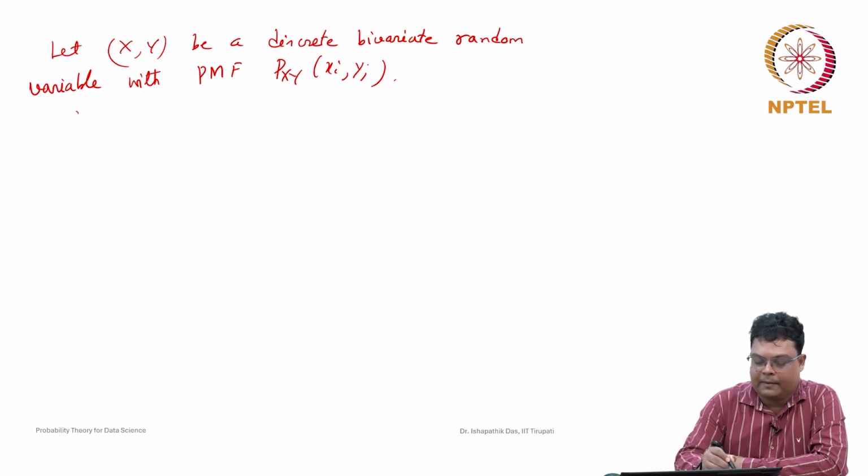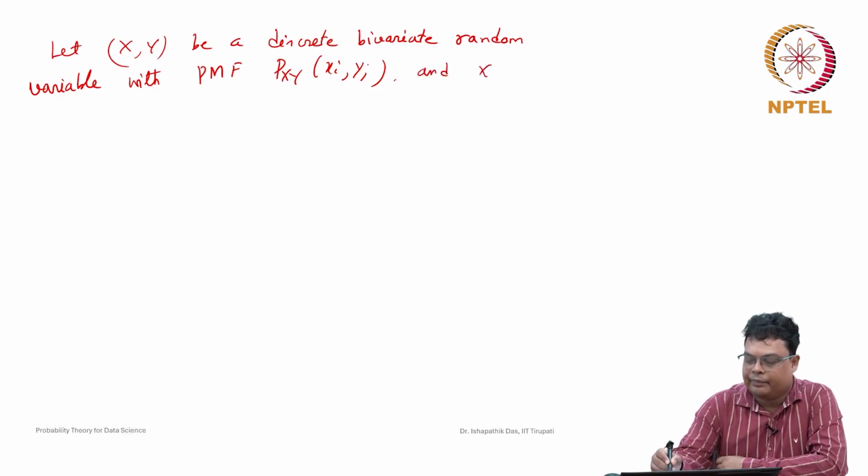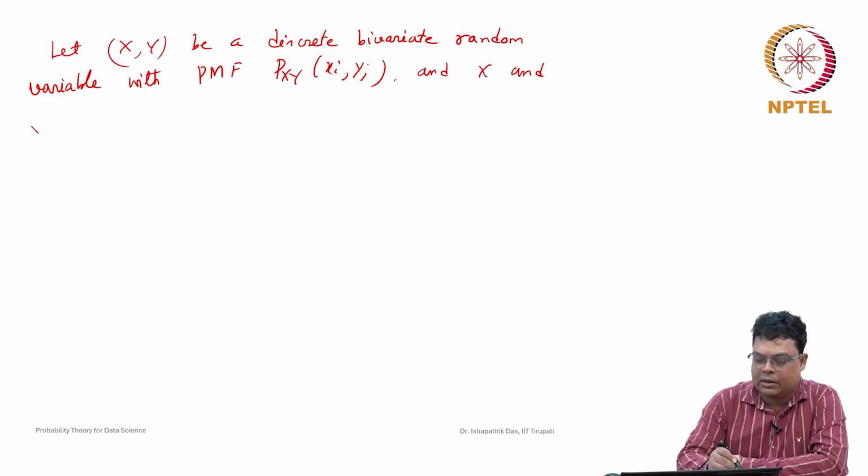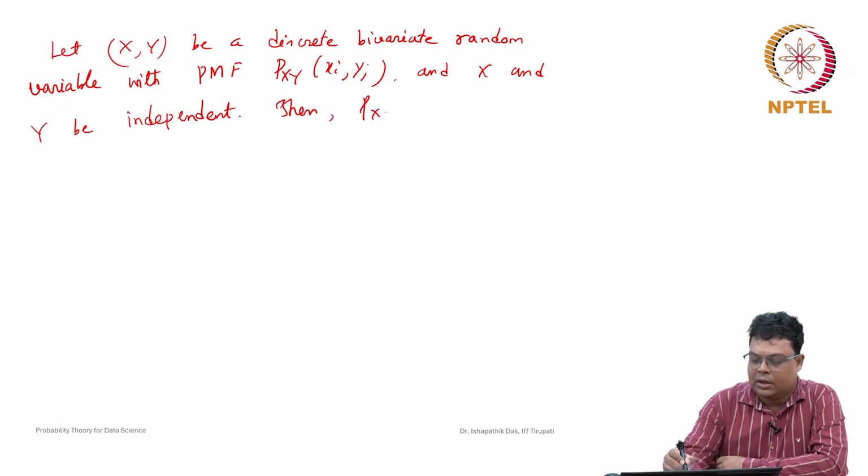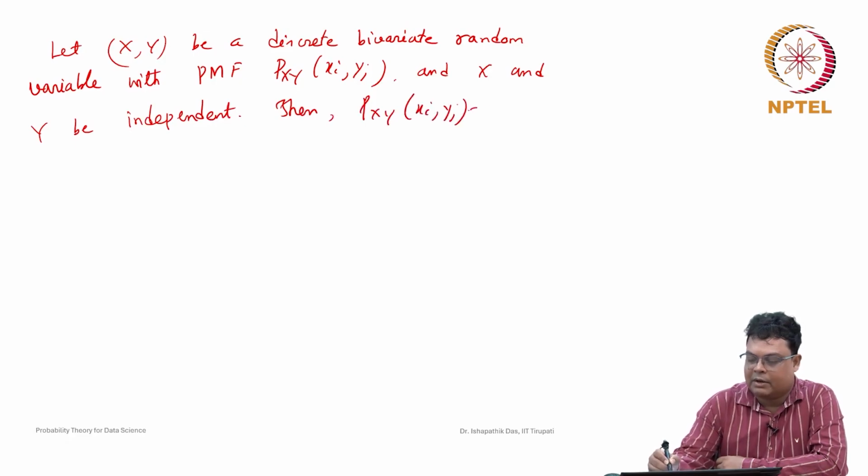So, covariance of X, Y: let (X, Y) be a discrete bivariate random variable with probability mass function p_XY, and let X and Y be independent. Then we know that the joint probability mass function can be represented as the product of their marginals, for i equal to 1 to n if it takes finite values, otherwise it may be countably infinite.